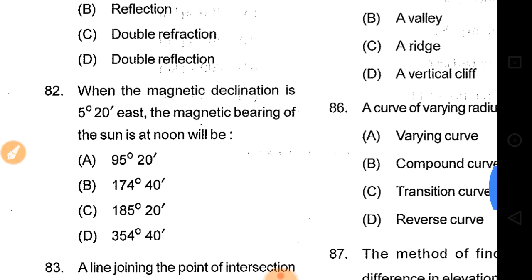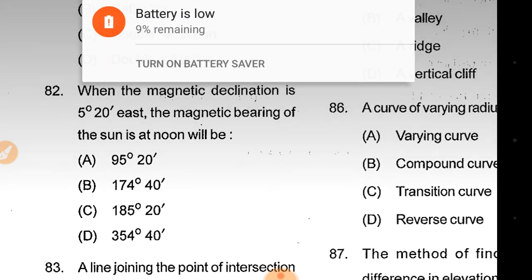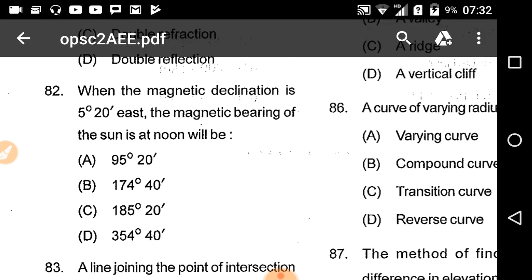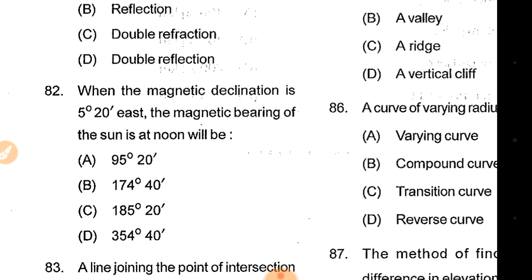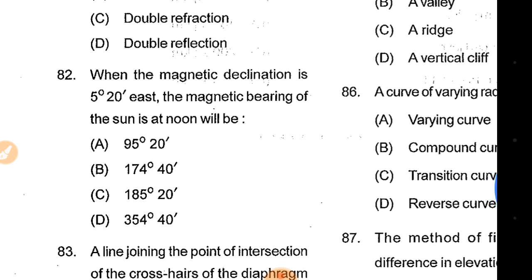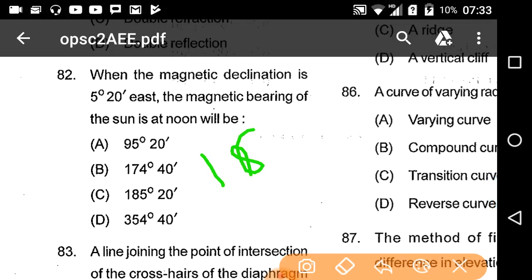What is the magnetic bearing of the sun at noon if the magnetic declination is 5 degree 20 minute east? So when it is asking about the magnetic bearing of the sun at noon, you have to use 180 degree minus 5 degree 20 minute, okay, that will give option B, that is 174 degree 40 minute.